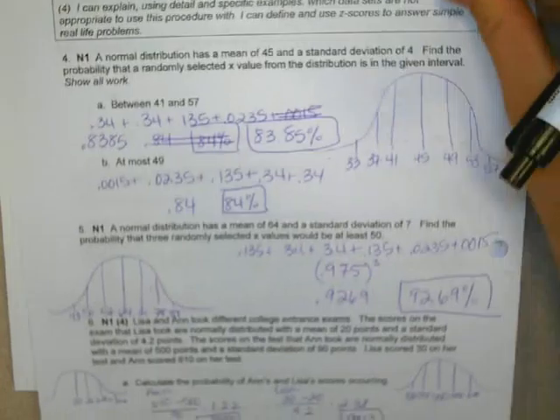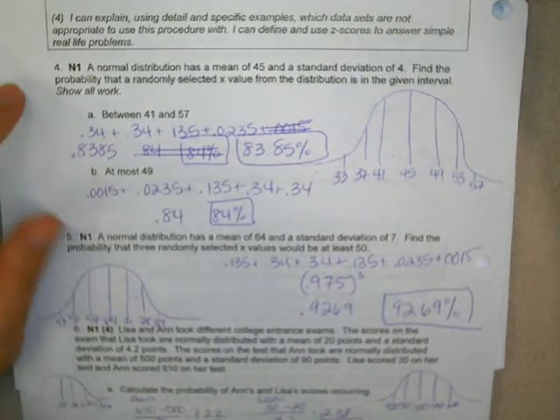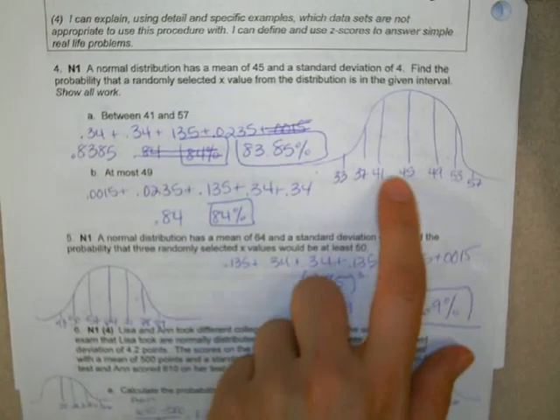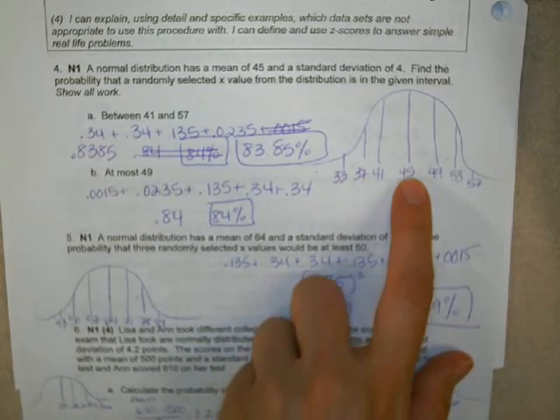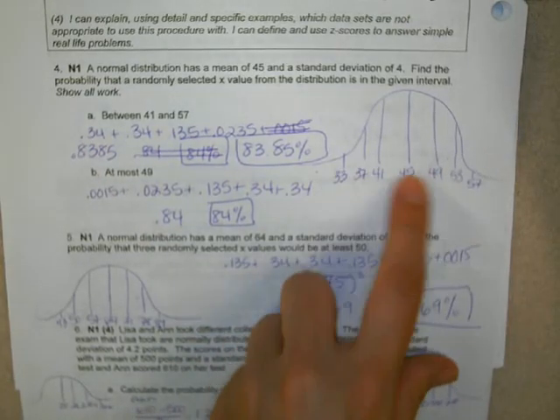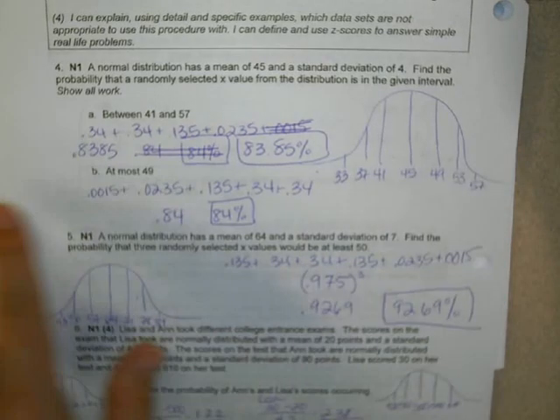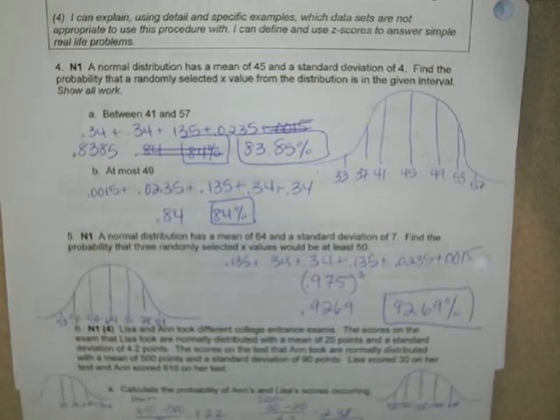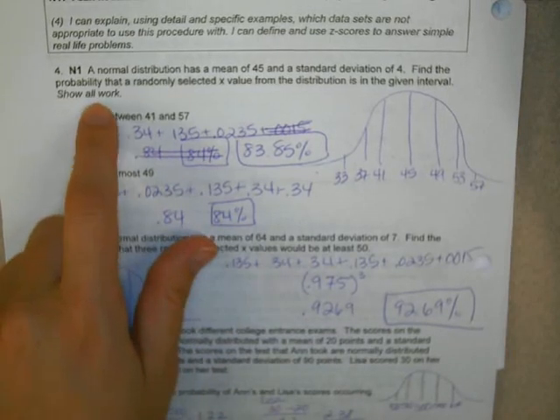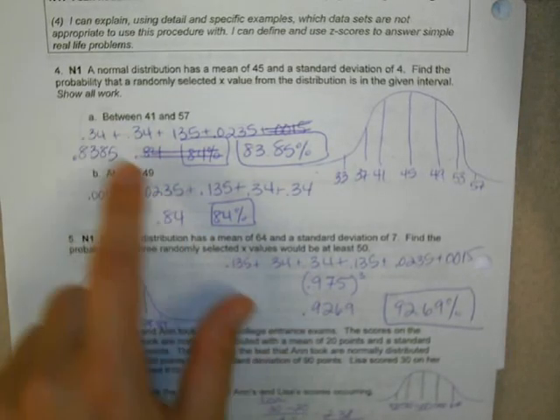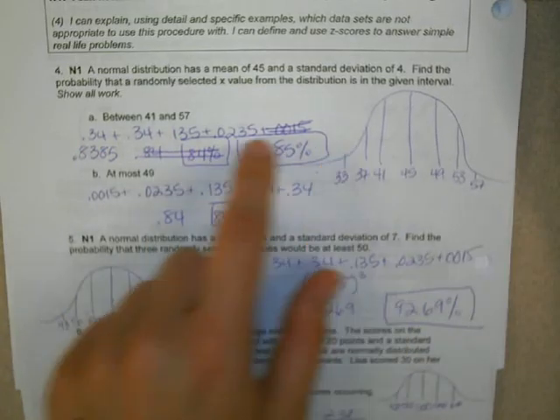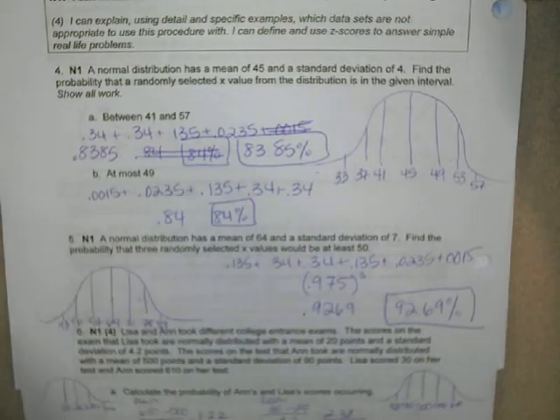For number 4, you have a normal distribution with a mean of 45 and a standard deviation of 4. So put 45 in the middle and added and subtracted 4 on either side. And we're supposed to find the probability that the randomly selected x value from the distribution is in that given interval. Now, you need to show all work, so I do expect to see that you're adding and subtracting the decimals to give me the final answer.